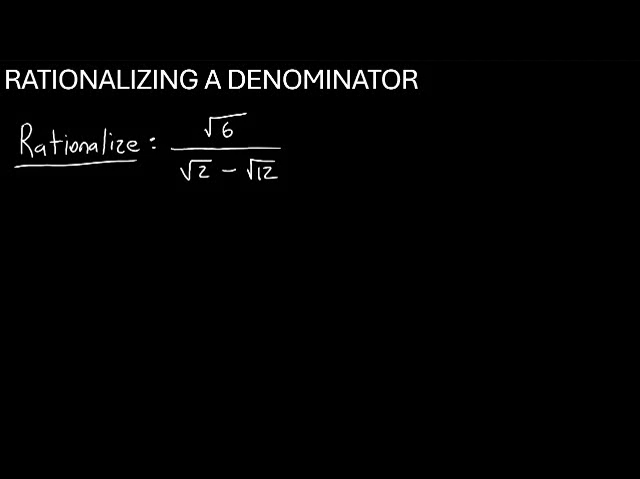For this question, we are asked to rationalize this strange-looking fraction, square root 6 over square root 2 minus square root 12. The reason you may be asked to rationalize a fraction like this is because oftentimes mathematicians don't like to leave answers where you have a root somewhere in the bottom.